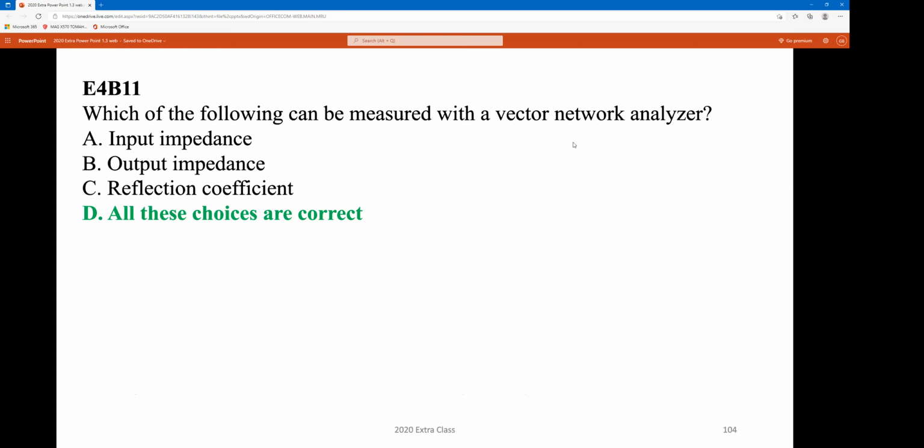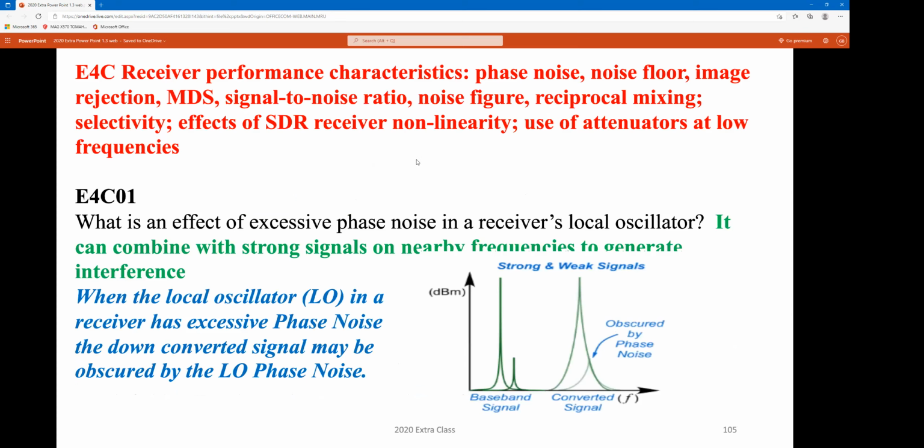Which of the following could be measured with a vector network analyzer? It's all of these: input impedance, output impedance, and reflection coefficient. All right, part C. This is where my head's going to explode about halfway into this.